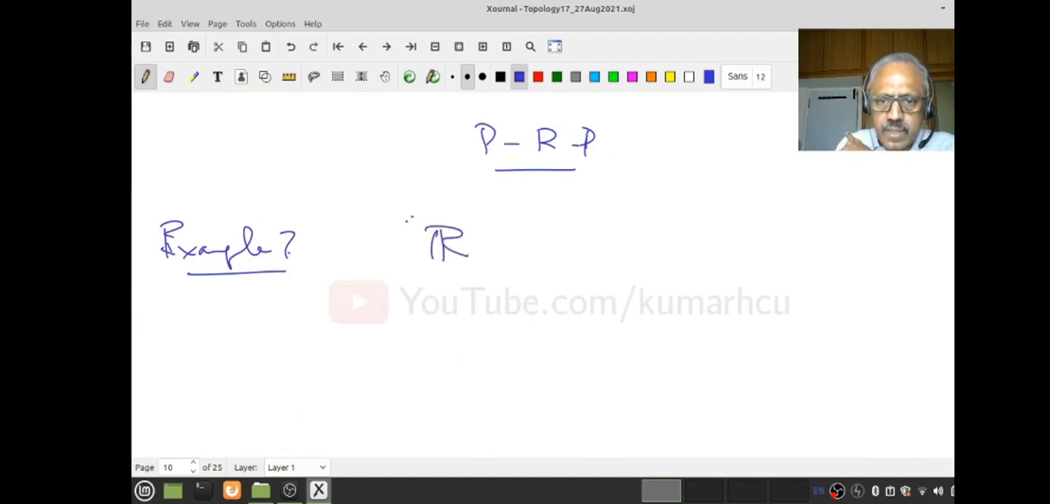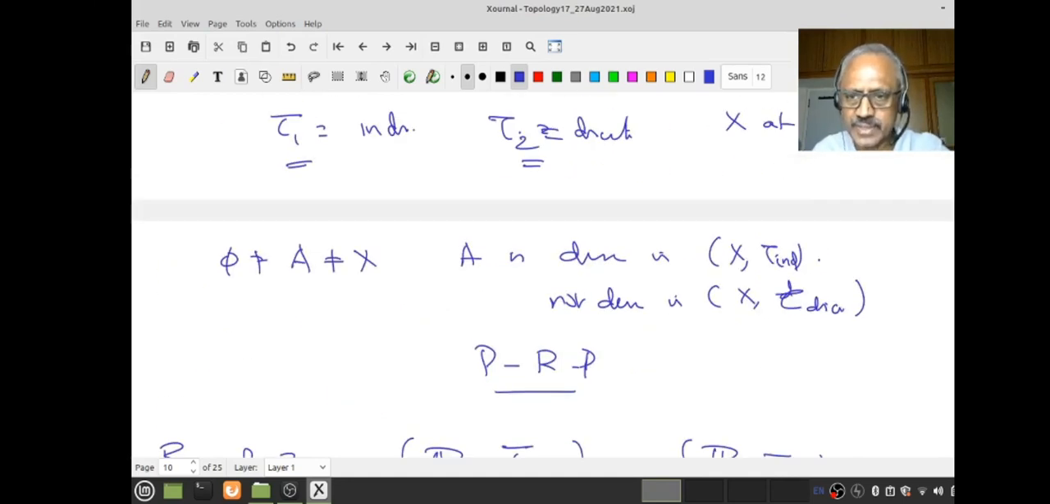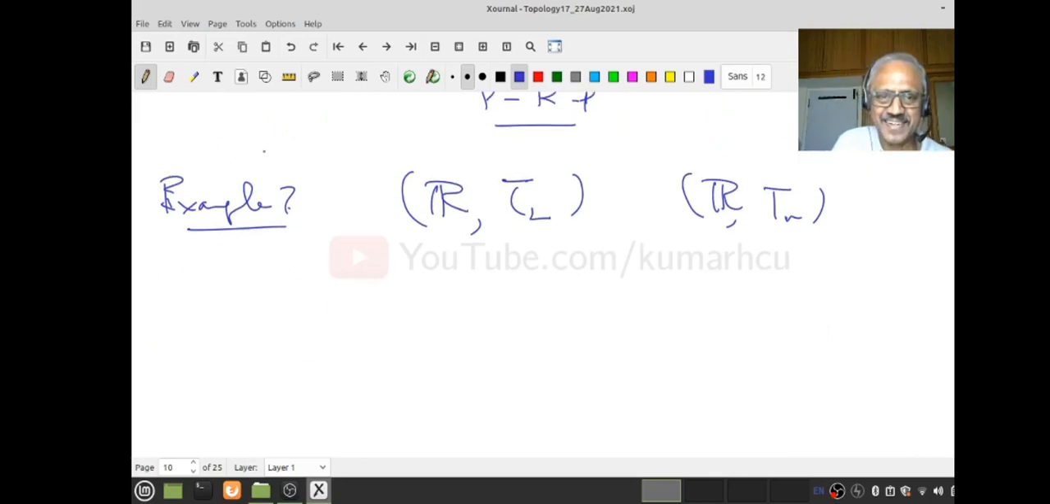Let's consider R with the lower limit topology. Now, consider R with the usual topology. By the way, just 1 second. I'm sorry for the digression. This just shows you, when I am lecturing, I keep thinking. I'm not trying to recall. You see that? Okay, I'll come to example 7 later.